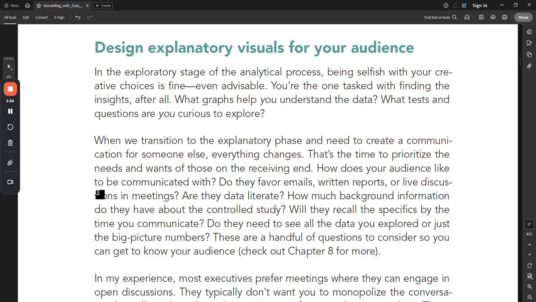However it looks, ugly, not so explainable, it's fine because you are the one dealing with that data. You're trying to figure out what is the most important thing to show to an audience in that stage. So in the exploratory phase, it's fine. Your graphs don't have to look pretty.